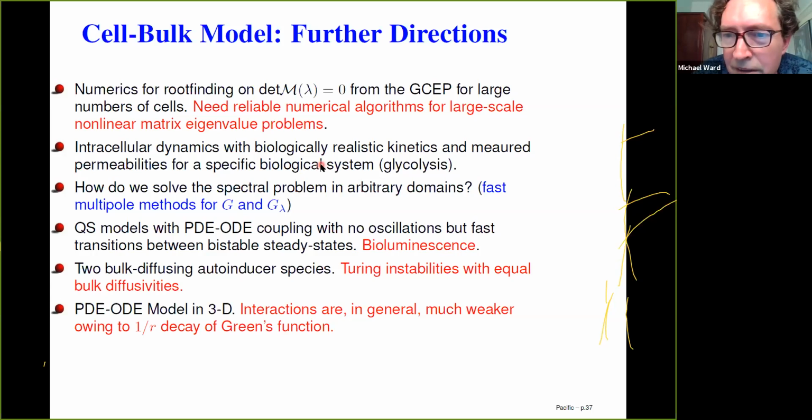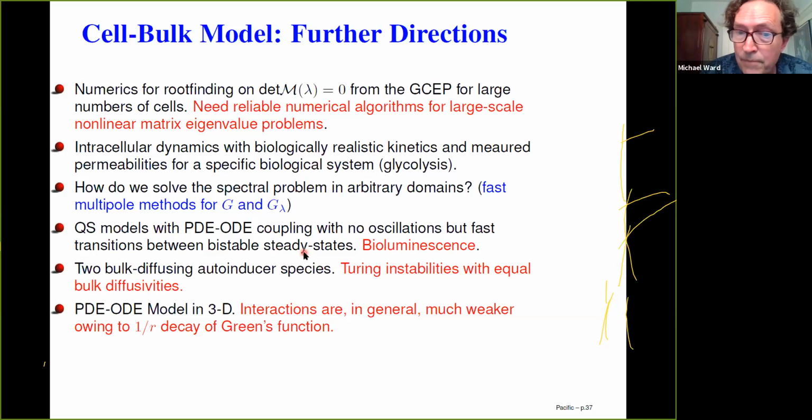Sel'kov is a toy model. No biologist would believe this in a million years. But the framework applies more generally. If you want five ODEs, there is a realistic model of glycolysis out there. Put it into this framework and actually try to match with numbers. What about things other than a disk? We would have to find the Green's matrix by some type of spectral method, or by fast multipole methods.